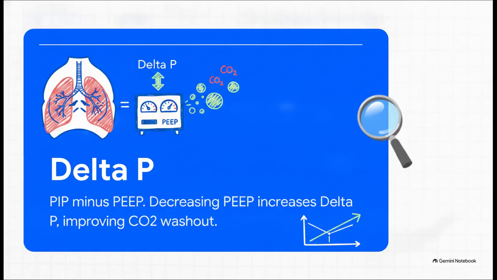Now here's where the math comes in. Delta P. This is simply your PIP minus your PEEP. If you drop the PEEP but keep your PIP exactly where it is, your delta P actually goes up. This gives you a bigger tidal volume, which makes delta P your absolute best friend for washing trapped carbon dioxide right out of the baby's system.